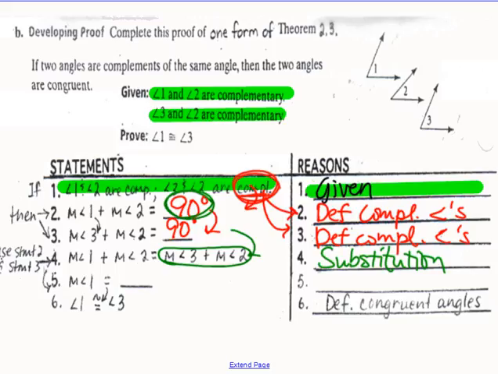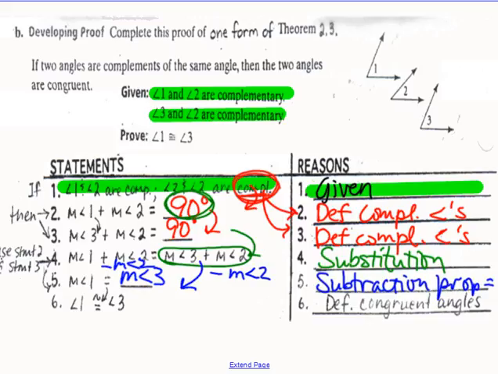Now the next step, the measure of angle 1 equals the measure of angle 3. Well, what did they do? They took the measure of angle 2 right out of that sentence. They subtracted measure of angle 2. So that's the subtraction property of equality. And then we end up with the measure of angle 1 is congruent to angle 3, which is what they asked us to prove in the first place. And that is by the definition of congruent angles.